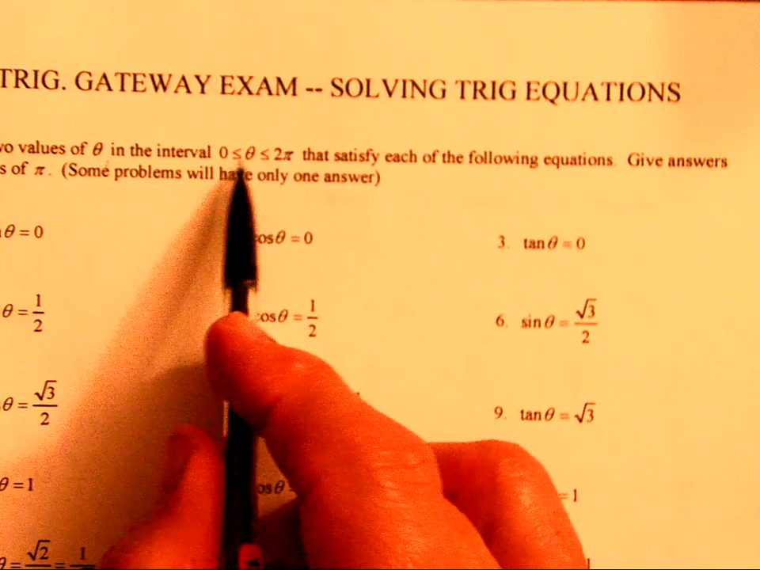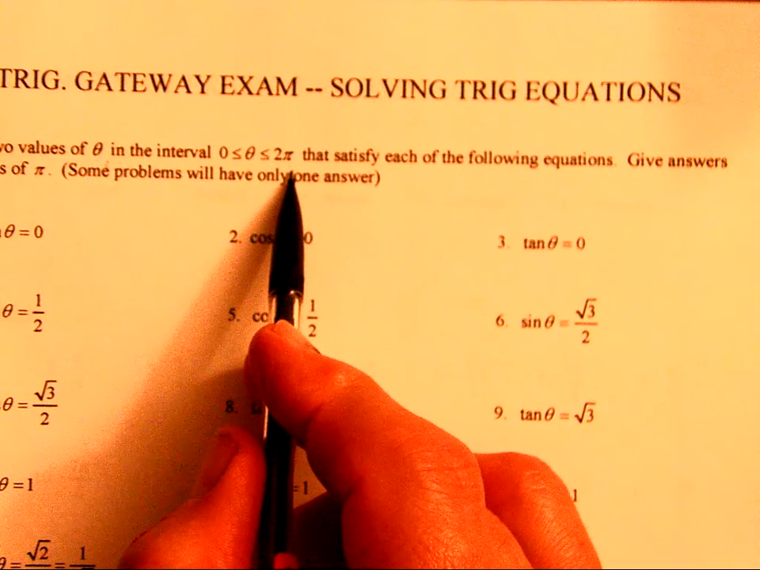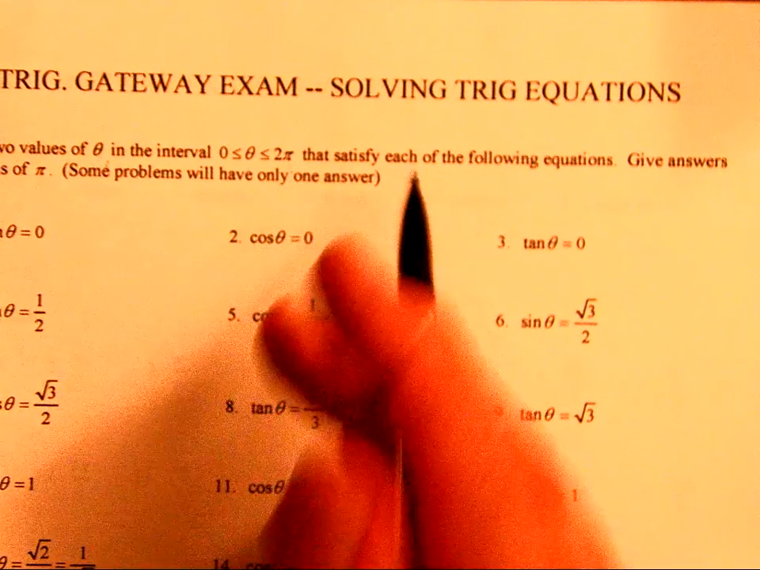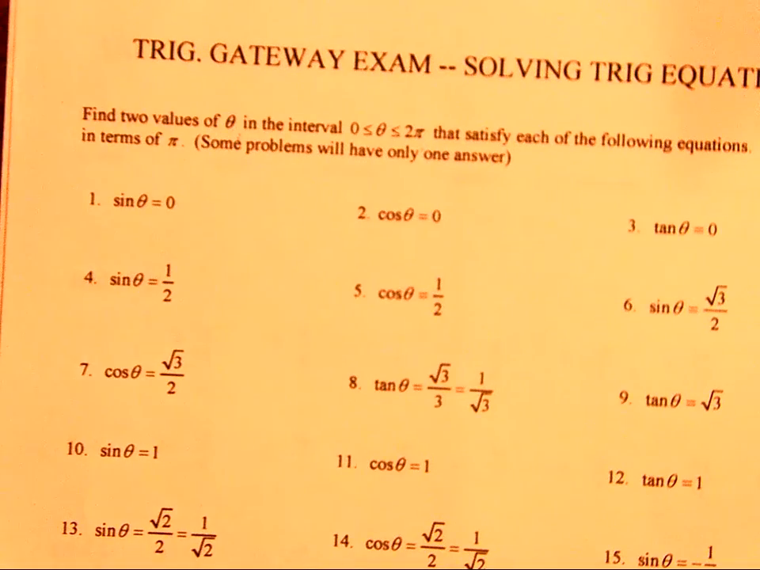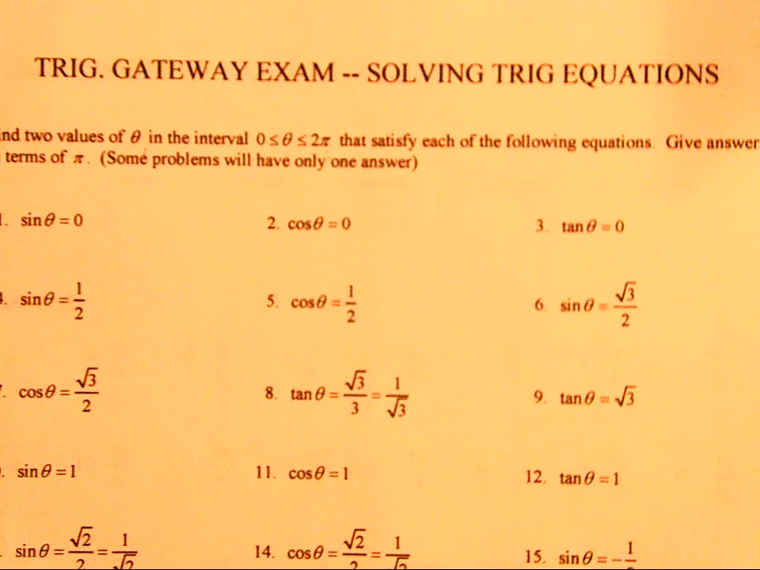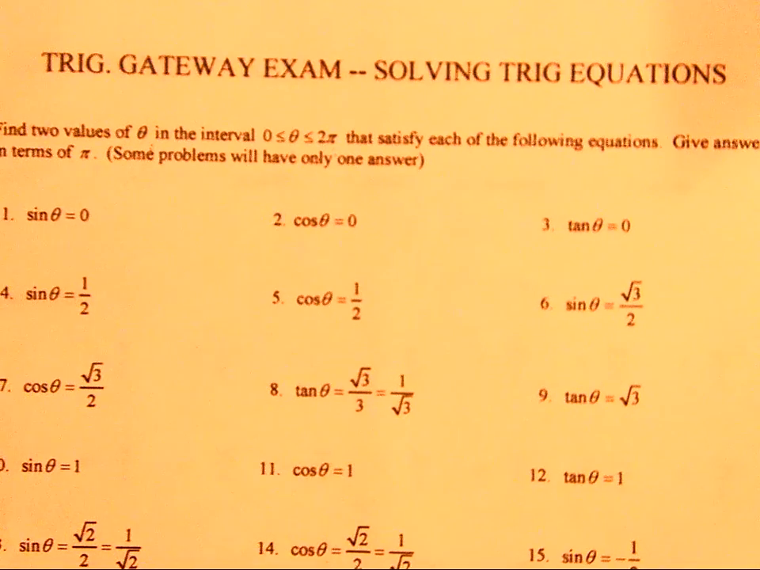Notice all of our answers are between 0 and 2 pi, so we're in radians. And we're going to leave our answers, you're going to do this without a calculator, so you leave them in terms of pi. So again, you'll be given a number. Like here, for example, let's say we had 22. Say our number given was 22.